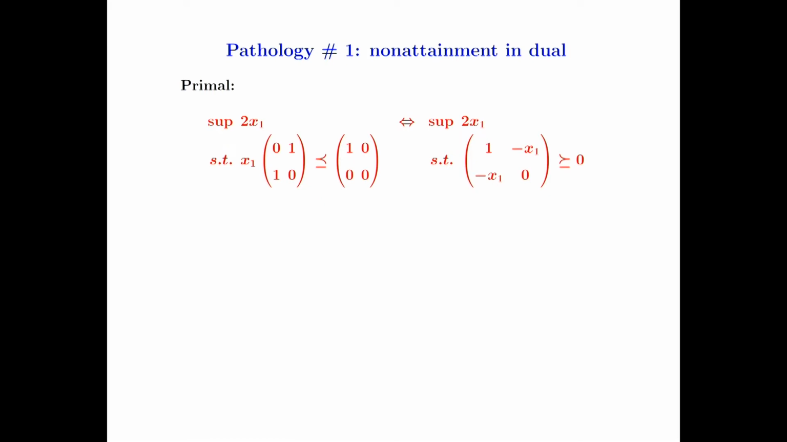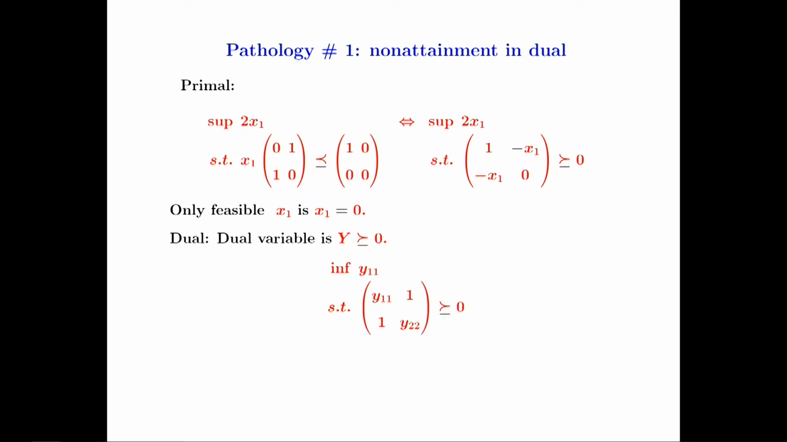Because the determinant of that matrix is negative x1 squared, right? So the only feasible x1 is x1 equal to 0, right? So the primal has optimal value equal to 0, obviously. Now the dual, that's like a one-line computation.